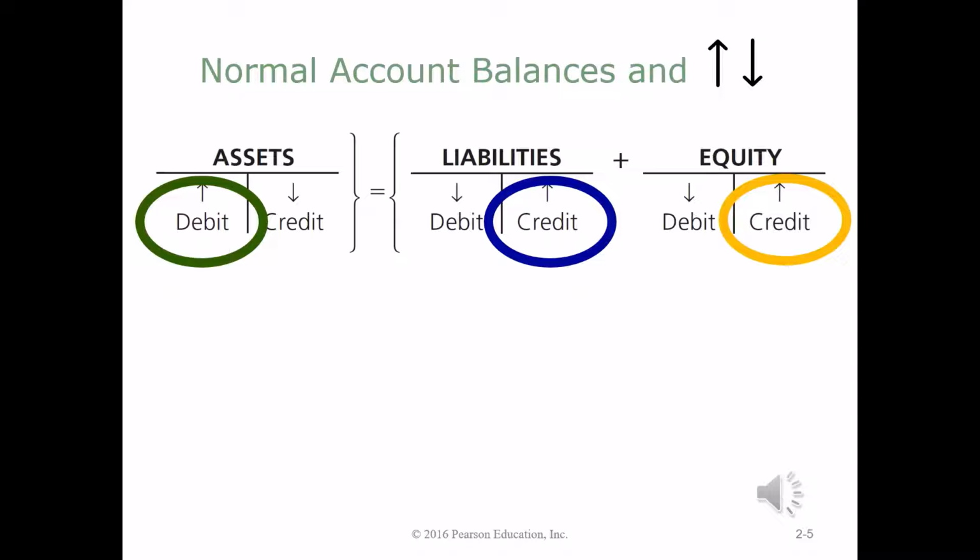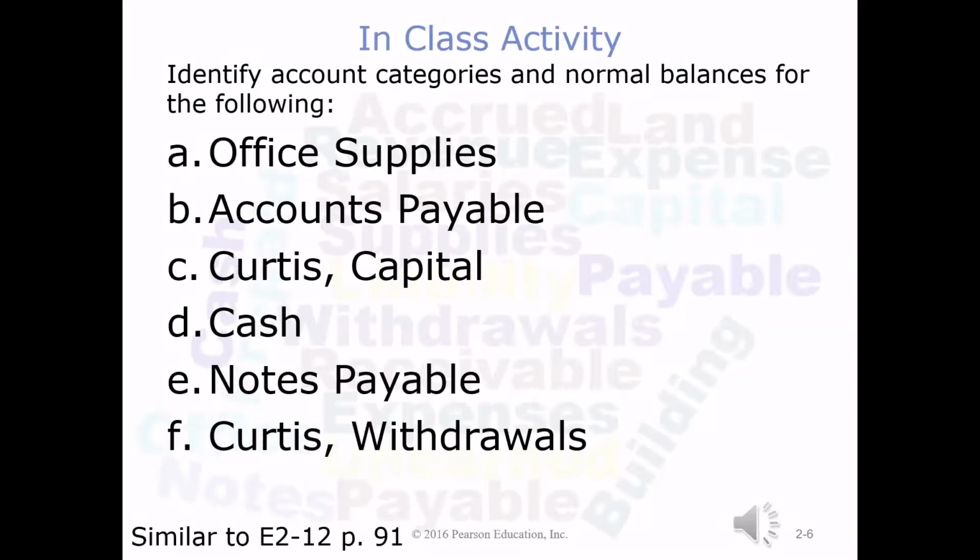Take a minute to identify each one of these accounts for its account category and its normal balance. Think about where this account hits on the accounting equation to determine its normal balance. Those items that are on the left side of the accounting equation have a debit balance, and those items on the right side of the accounting equation have a credit balance. Pause the video until you're ready to see the answers.